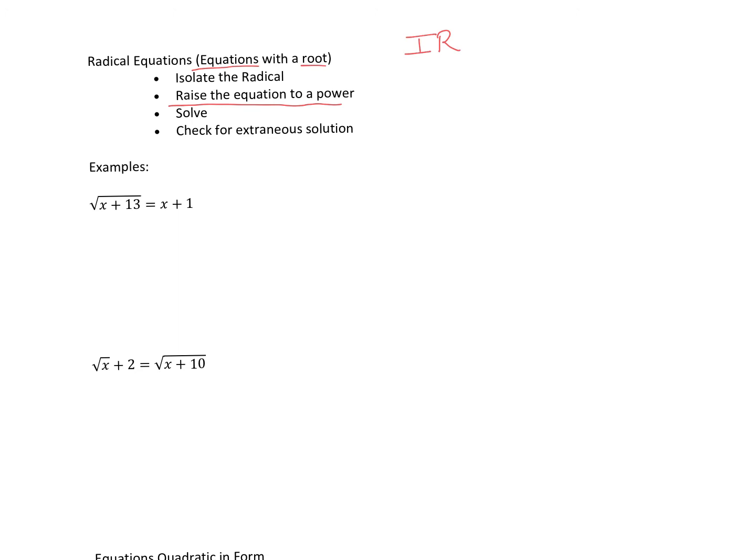Then we're going to solve, and then we have to check for extraneous solutions again. So I like to use the mnemonic IRS check. Anytime you see a radical equation, you're going to call the IRS and tell them the check is in the mail. So let's take a look at this first example.